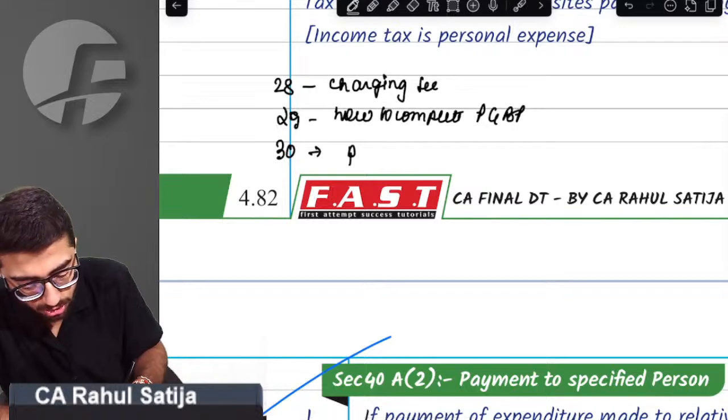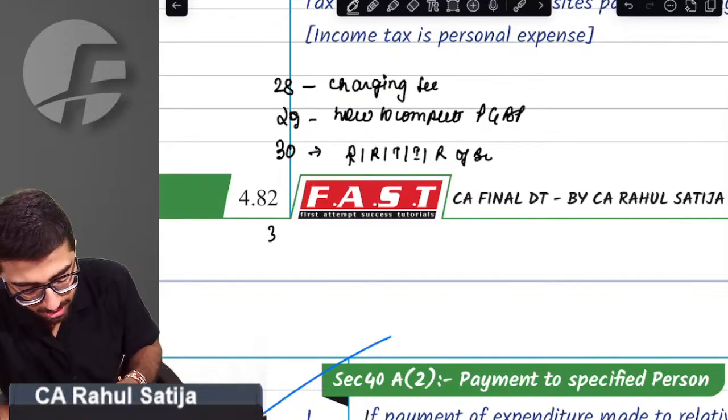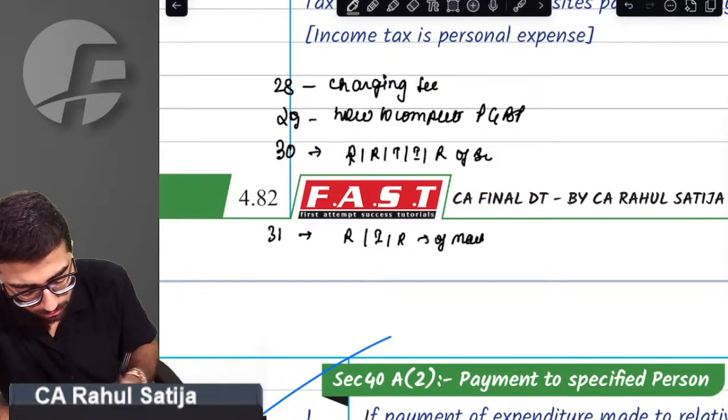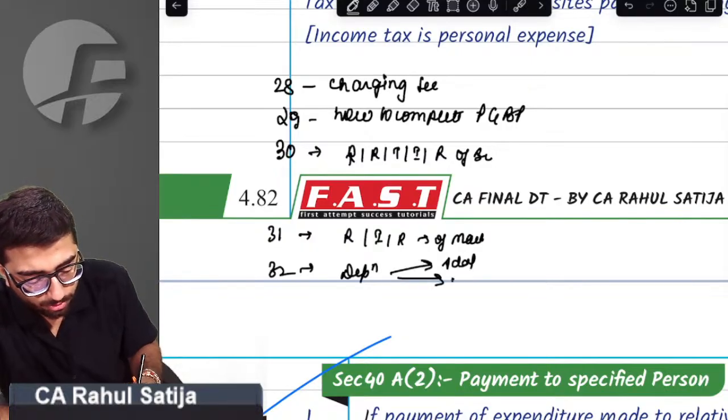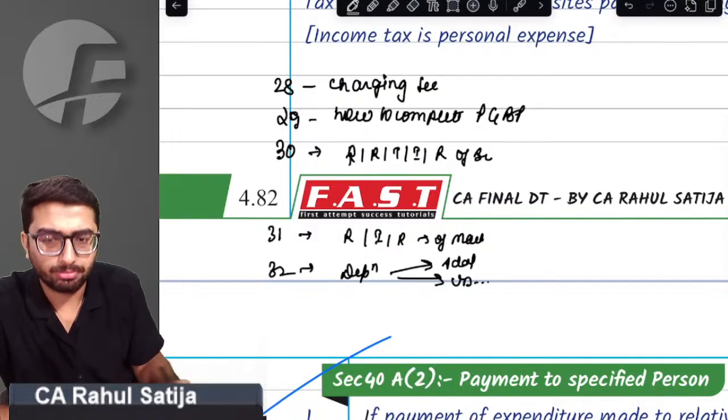Section 30 talked about rents, rates, taxes, insurance, and repairs of building. Section 31 was the rents, insurance, and repairs of machinery. Section 32 was all about depreciation. It was also about additional depreciation. It was also about unabsorbed depreciation.